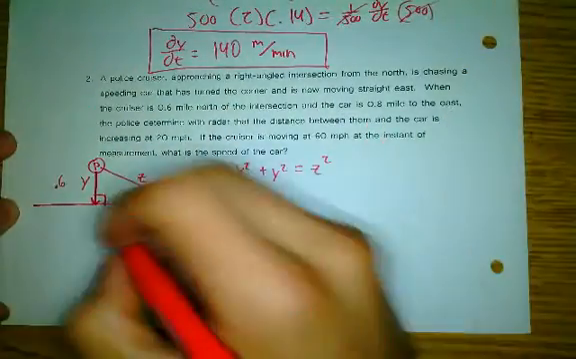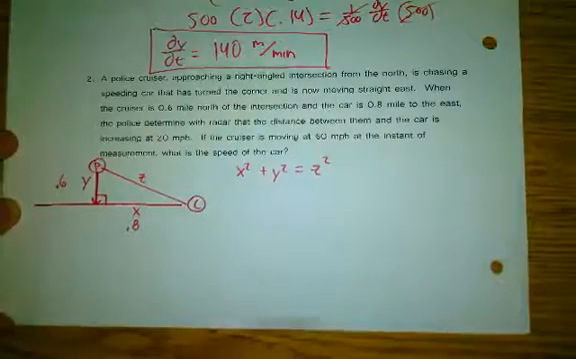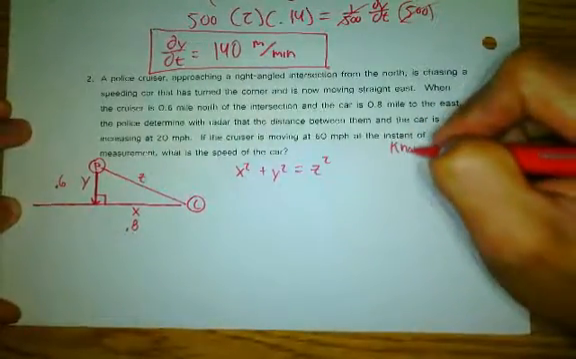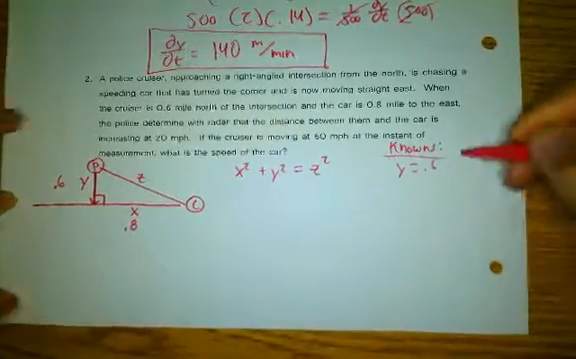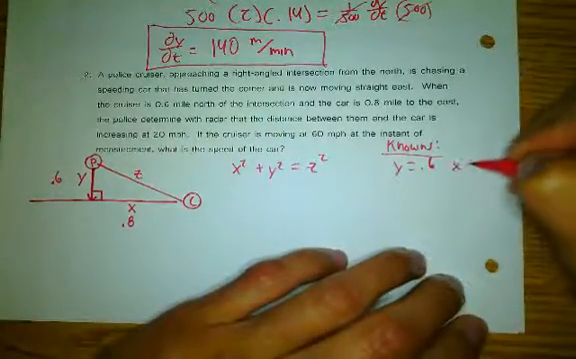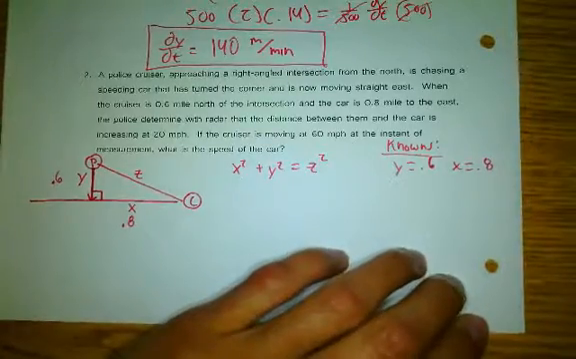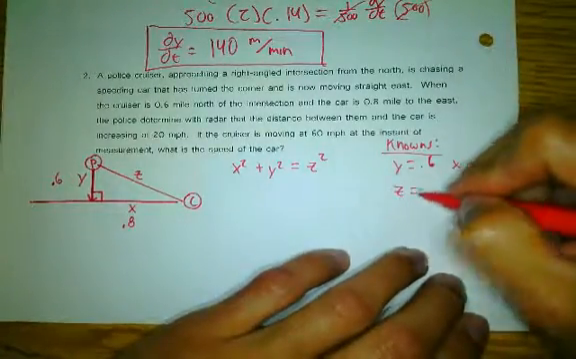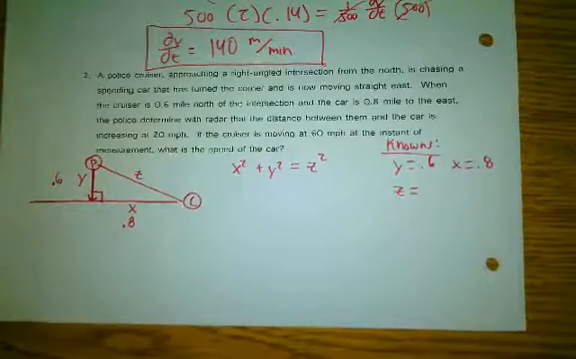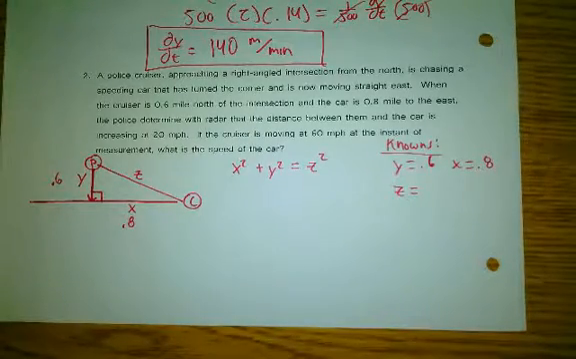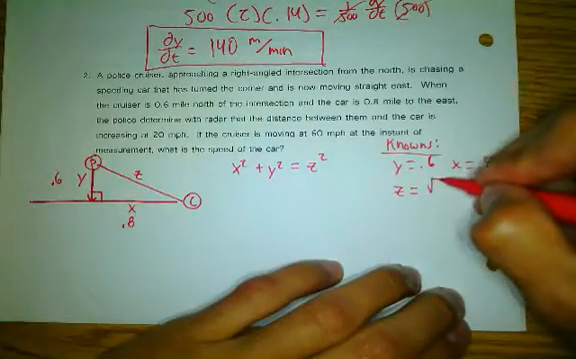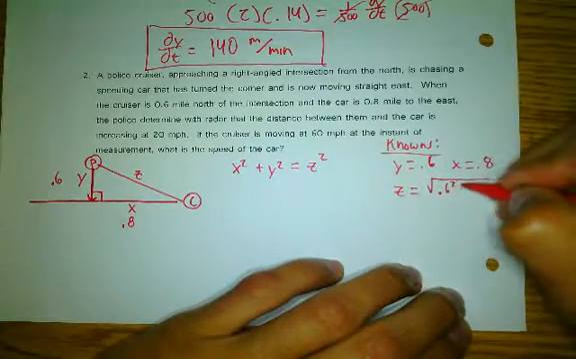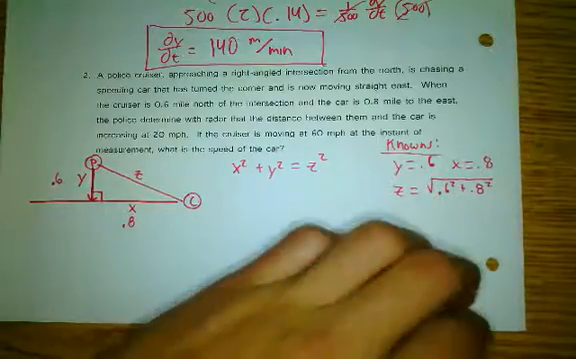So I'm going to go with what I know. Here's my notes. I know that y is 0.6. I know that x is 0.8. Do we know what z is? We don't, but I would suggest maybe finding it. Well, we know that z in this case is going to be the square root of 0.6 squared plus 0.8 squared. Agreed? We don't have to solve it at this moment, but that's what we know.